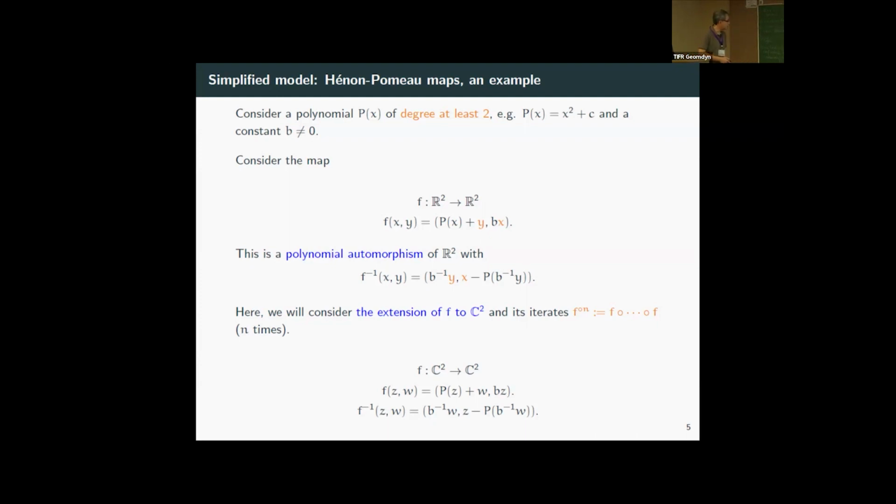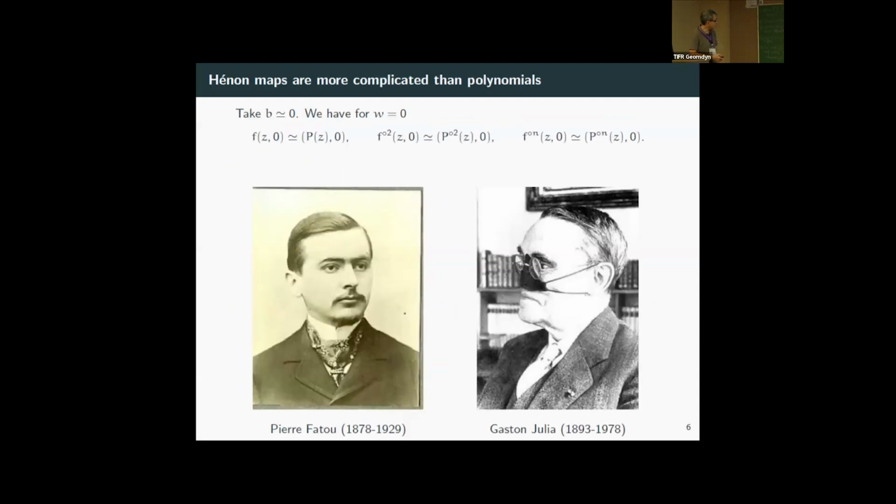So what do you expect here? Take a very simple situation where b is almost equal to 0 and w is equal to 0. Then f(z, 0) is almost equal to (p(z), 0), f squared is like that, and f^n is like that. So you don't expect that the dynamics of the Hénon map is simpler than the Fatou-Julia theory. It's likely more complicated.